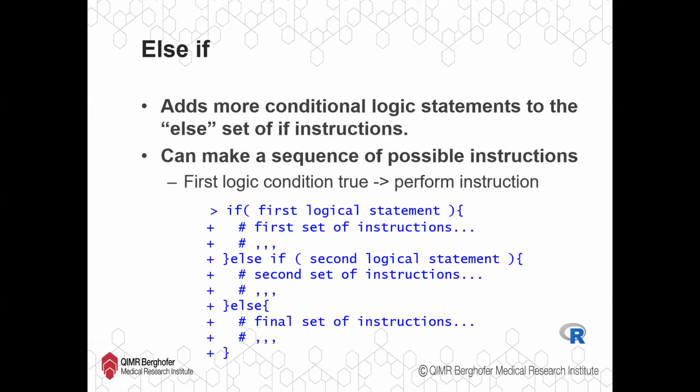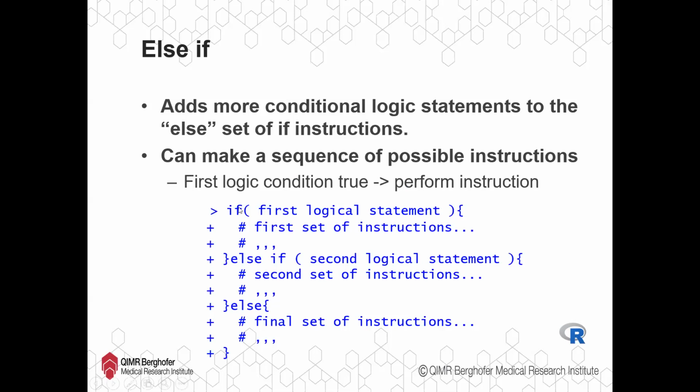Okay, the next one, making this a little bit more complicated, is the else if part of the conditional statements. So you can add more conditional logic statements to the else set of instructions, and you can make a sequence of possible instructions. So basically what that means is you've got your first set of instructions you can do if a condition is met. And if that condition is met, rather than just having one set of backup instructions or one set of alternative instructions, you could have many, and you can add conditional statements to say which of those alternate sets of instructions you may want to do.